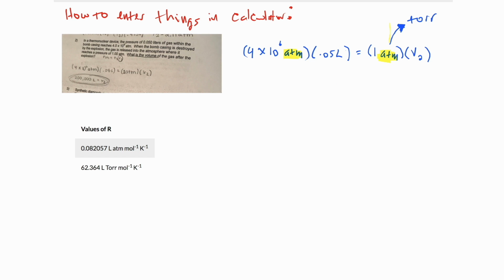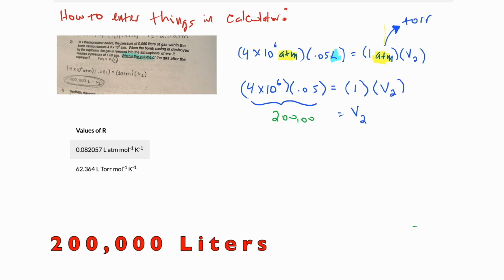So for this problem, I'm looking and I'm saying, all right, I got everything in atmospheres. I only have 1 liters. That's fine. They're looking for volume. You see, it says, what is volume? So what unit is our answer going to be in? Liters. All right, so we got 4 times 10 to the 6. Leave out the units. 0.05, leave out the units. 1, leave out the units. And V2. So this one is 200,000.